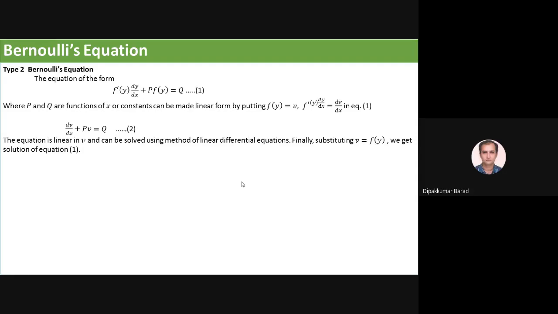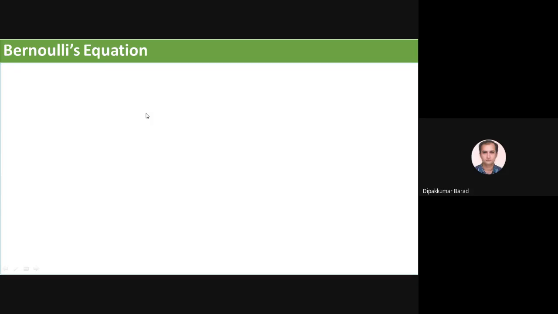And finally we have to substitute again v = f(y) in equation 1. So this is another type of Bernoulli equation, in which we are given some function of y and then its derivative, which is multiplied with dy/dx. Now we are going to discuss this type of example: solve dy/dx + x sin 2y = x^3 cos^2 y.